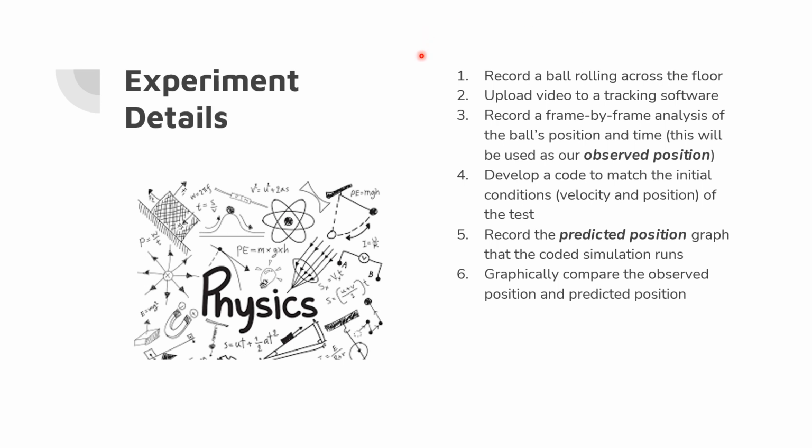As far as the process for this experiment, we're going to first record a ball rolling across the floor and then track that video using a software. Then we're going to break down each frame to tell us the ball's actual position and time, and that will be used as our observed position. Then we're going to develop a computer code to match the initial conditions of velocity and position of the test, and then it's going to run a program to predict the motion of the ball. After that, we're going to graphically compare the observed position and predicted position to see if they are different.